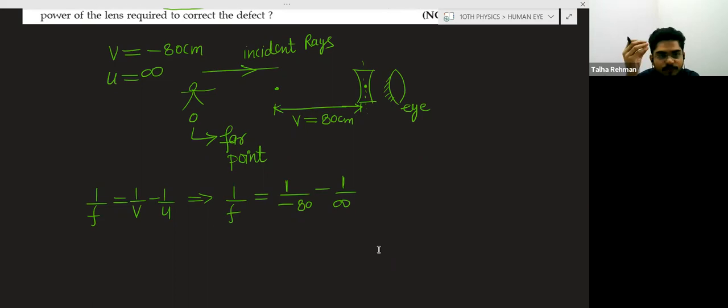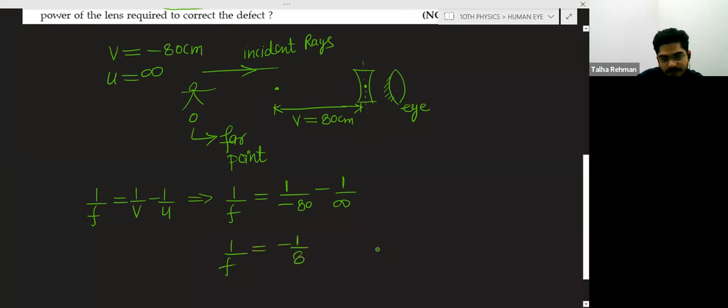Basically, we have to find the power of the lens, and they are asking the nature of the lens. So the lens is a concave lens, which has a diverging nature. So 1 upon focal length is equal to minus 1 by 80, and 1 by infinity is 0. So focal length will become minus 80 centimeter.